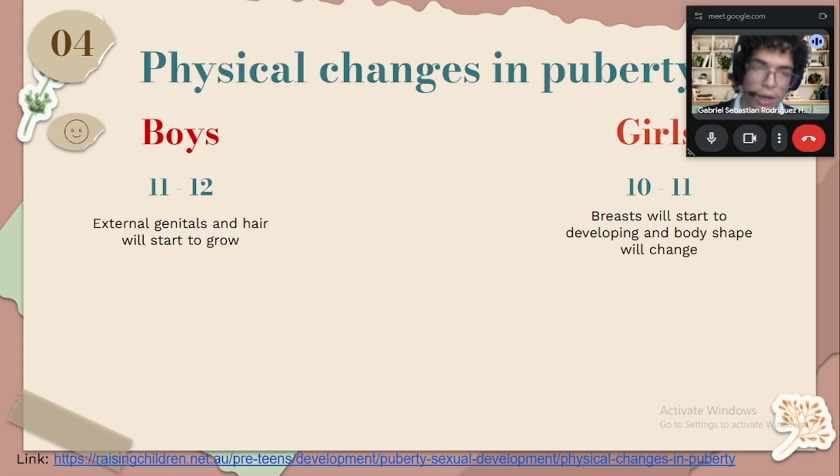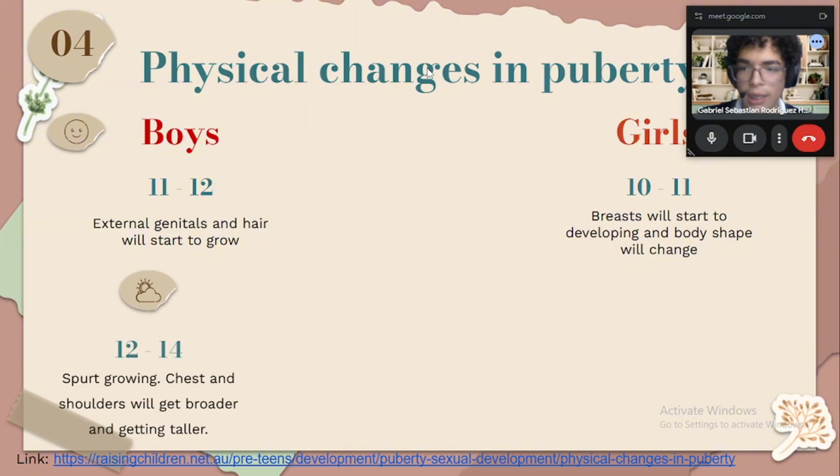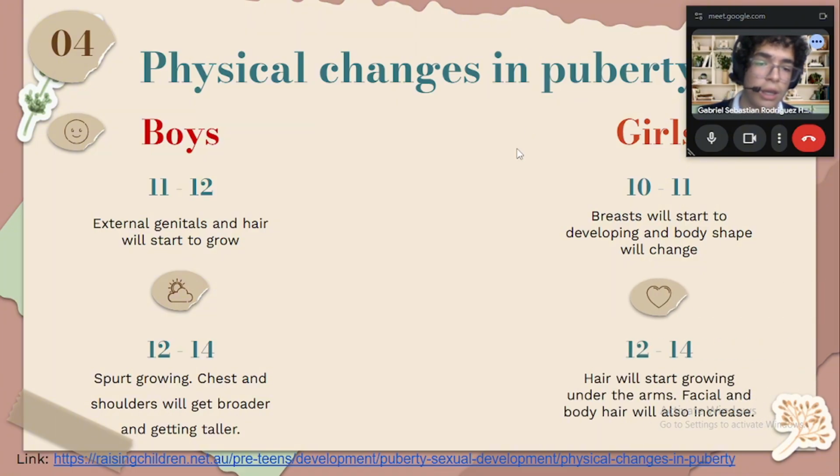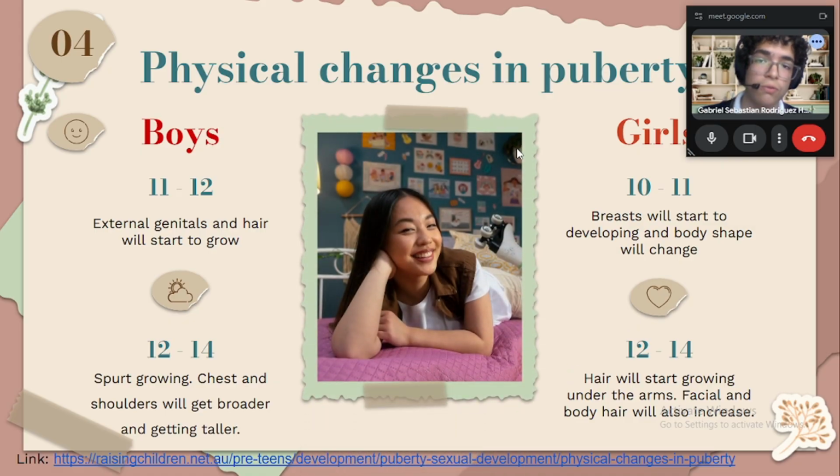Chest, arms, legs, etc. In boys, at the age of 12 to 14, sport growth: the chest and shoulders will get broader and they will get taller. And in girls, in the age of 12 to 14, hair will start growing under the arms, and facial and body hair will also increase.